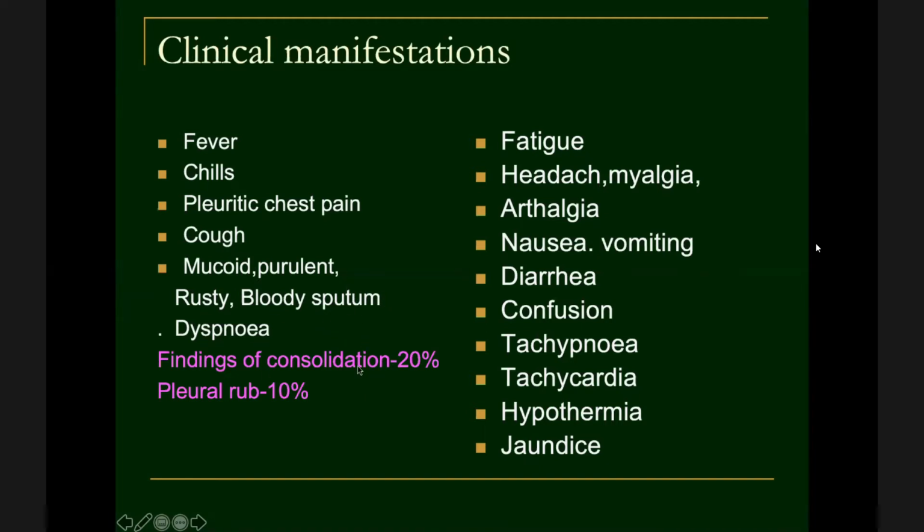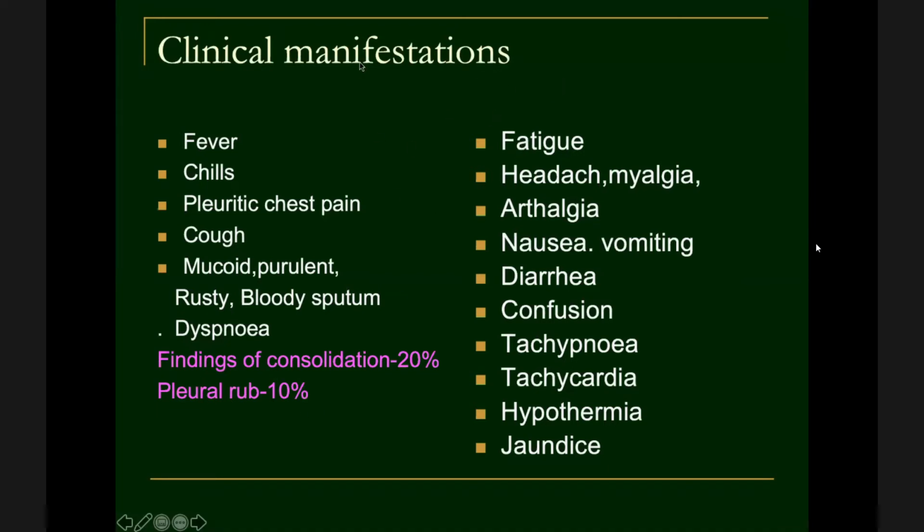Then on examination, you can find signs of consolidation, as I described, in 20%. There's increased vocal fremitus, increased vocal resonance, dullness, and bronchial breath sounds. The typical finding is seen only in 20%. Otherwise, you can find other findings like crepitations. And a pleural rub is seen in 10%.